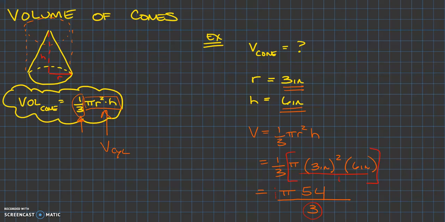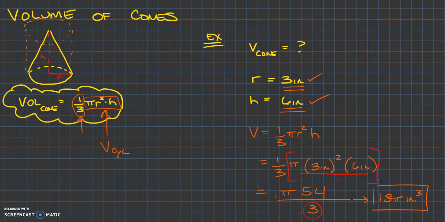Well, now I have 54 pi divided by 3. And 54 divided by 3 is 18. So my answer would be 18 pi inches cubed. That would be the volume of a cone with a radius of 3 inches and a height of 6 inches. It would be 18 pi cubic inches.